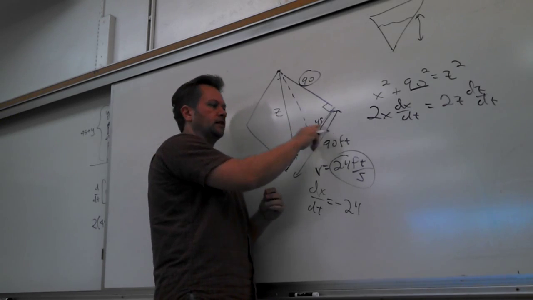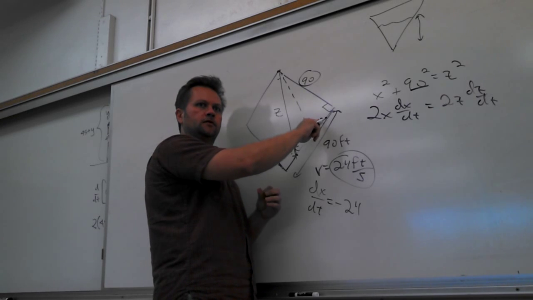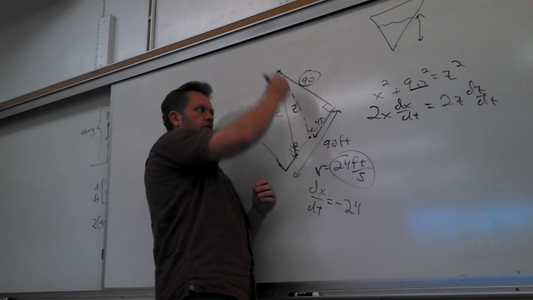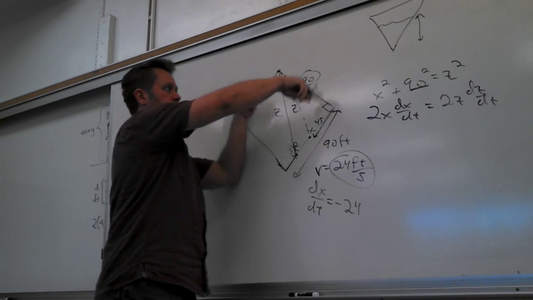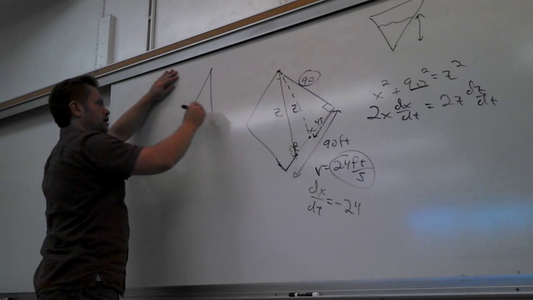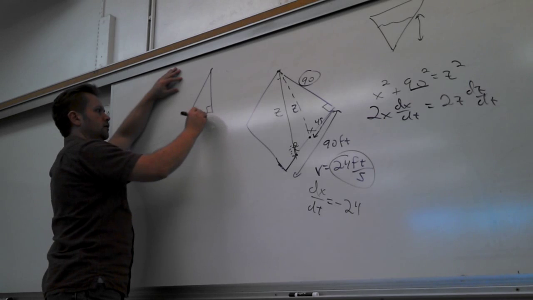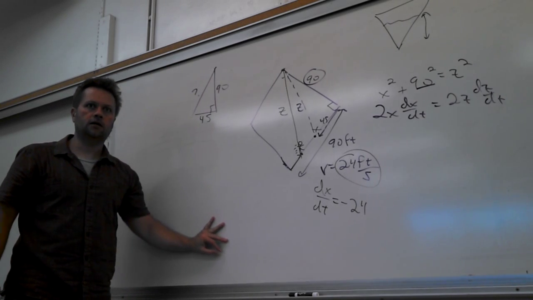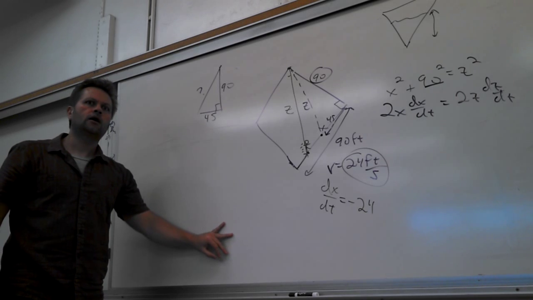What is X at the point when he's halfway to first base? 45. What is Z? I don't know. Figure it out. You got a right triangle. How many sides do you know? Two of them. Can you figure out the last side? It's Pythagorean then. I can just plug in.